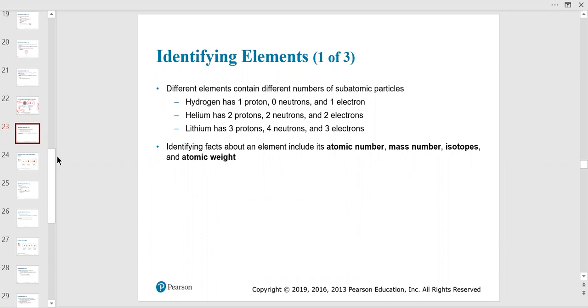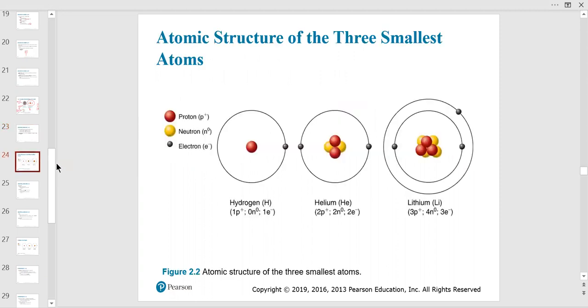Yeah, for sure. So hydrogen is one proton and technically no neutrons, but there are different isotopes. Helium is two neutrons, and they come up with a weight. So you're going to have to know the atomic number, the mass number, what isotopes are, and you kind of have to know what the atomic weight is. I'm probably not going to use that a lot. Cool. So in this case, this is hydrogen, which really has just one proton, one electron, one shell.